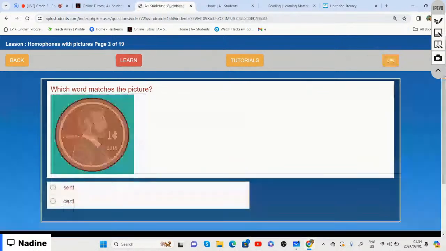Which word matches the picture? Here we have a coin. I don't know what sign that is, but this is a coin and it's a cent. It's a cent. So now which word matches the cent? Is it S-E-N-T or C-E-N-T?